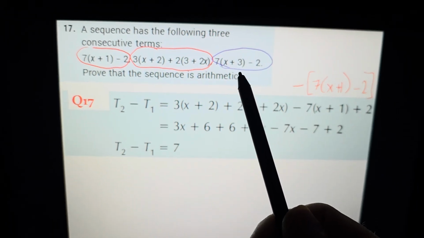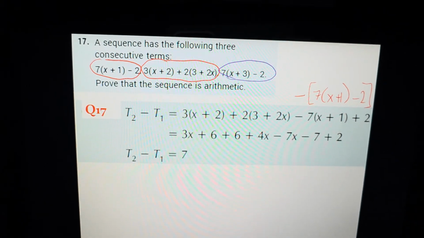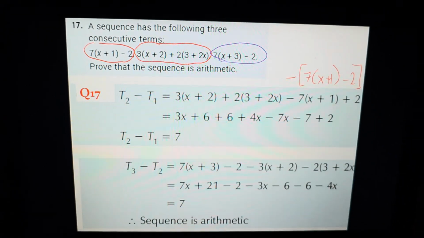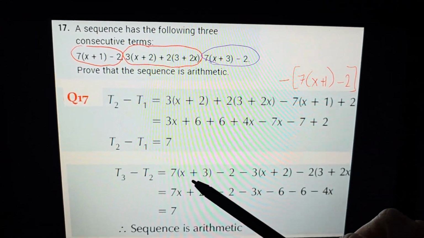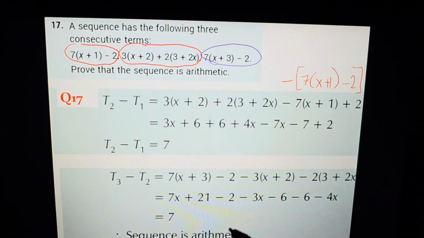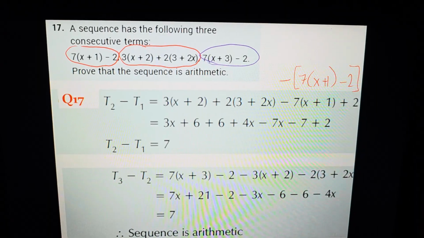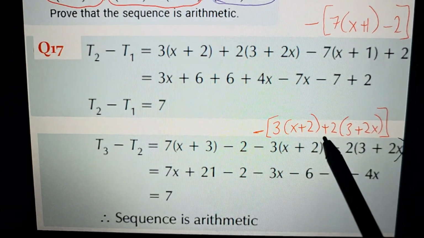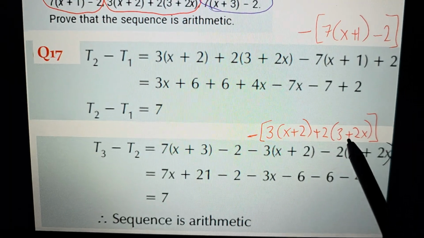If I can show that the difference between term 2 and term 3 is also 7, well, then I'm proving that it's arithmetic. So I am now going to do term 3 take away term 2. Term 3 was the purple one. Okay, 7(x + 3) - 2. Take away term 2. Now I would have put all of that in a bracket and then multiplied the minus into the bracket afterwards. Okay, like this. So that was term 3. Take away, this is term 2.